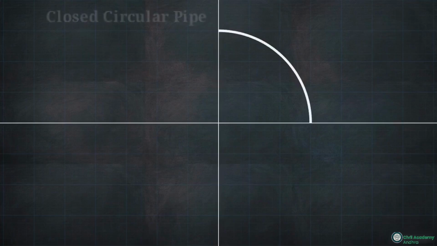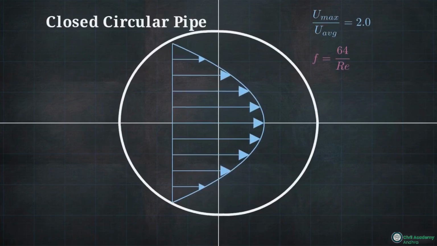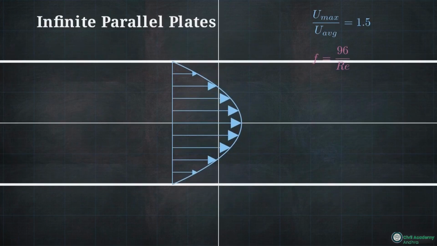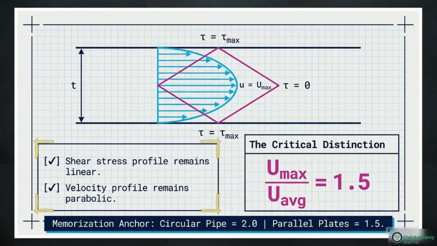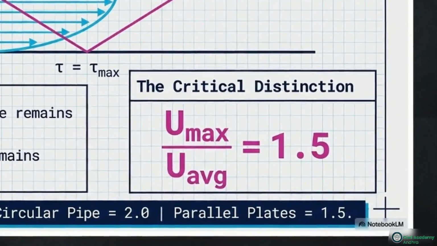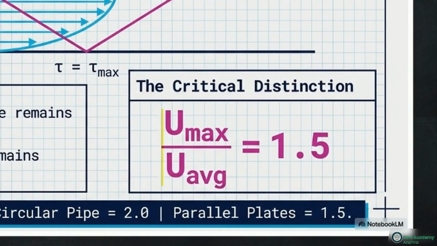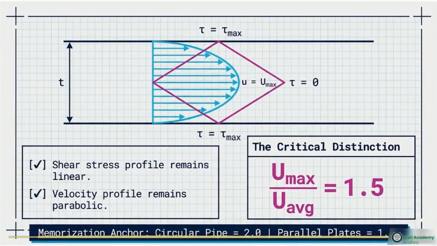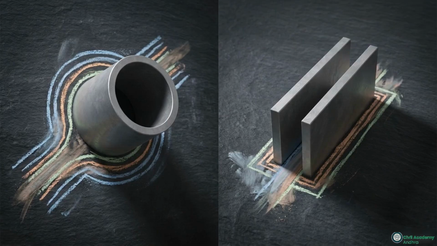If we change the boundary from a closed circular pipe to the gap between two parallel plates, the mathematics must adapt. For parallel plates, shear stress remains linear and velocity parabolic. But the different three-dimensional volume alters the average, bringing the ratio of maximum to average velocity down to 1.5. Lock in this anchor. Confusing these geometries is a common test mistake. The physical boundary condition is the ultimate dictator of these velocity ratios.